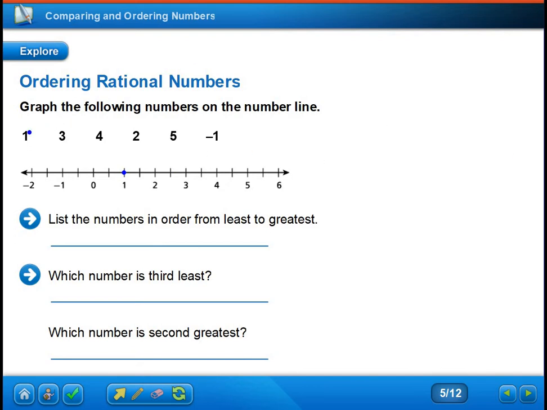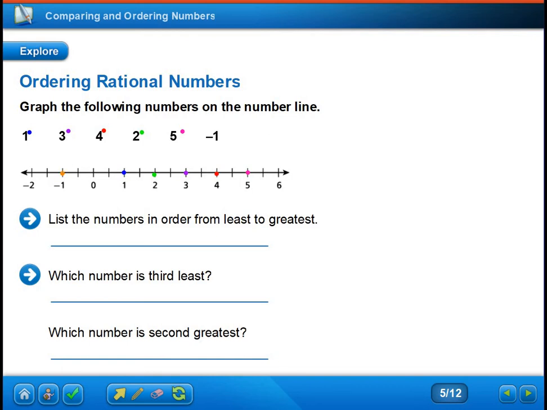So my 1, I plotted in blue. My 3, I plotted in purple. My 4, I'm going to plot in red. My 2, I'm going to plot in, ooh, that green looks pretty. We'll use green. My 5, I'm plotting in pink because I'm running out of colors over here. And my -1, I'm going to plot in orange.